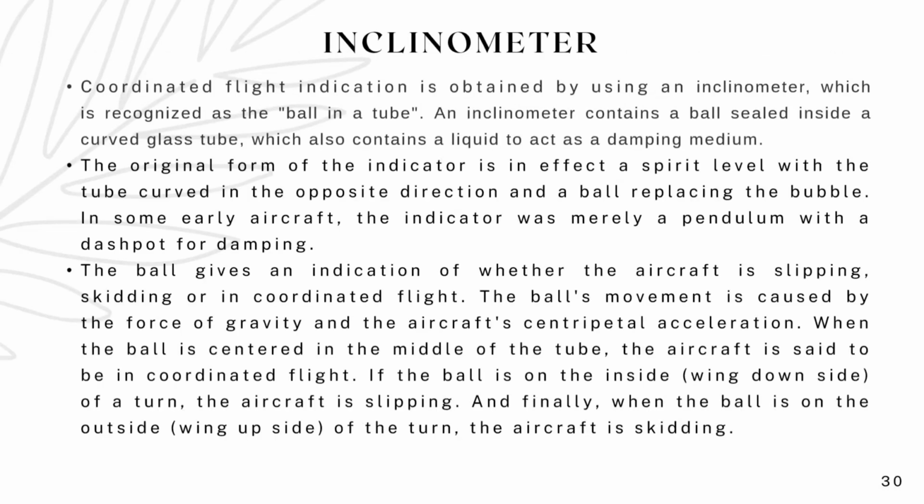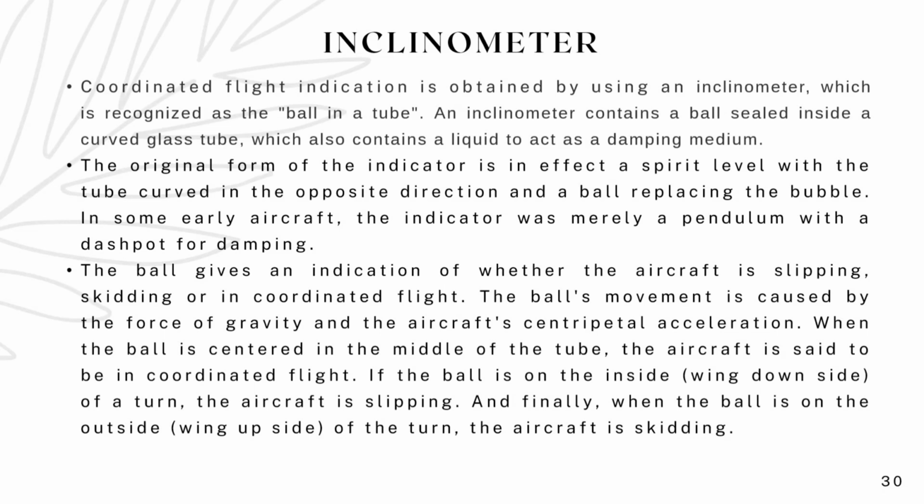Inclinometer. Coordinated flight indication is obtained by using an inclinometer, which is recognized as the ball in a tube. An inclinometer contains a ball sealed inside a curved glass tube, which also contains a liquid to act as a damping medium. The original form of the indicator is in effect a spirit level with the tube curved in the opposite direction and a ball replacing the bubble. In some early aircraft, the indicator was merely a pendulum with a dash pot for damping.